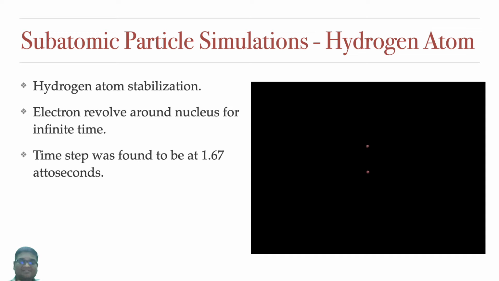So I immediately searched the literature for attoseconds, and I found attosecond studies of electron dynamics. People are already doing attosecond studies on electron dynamics, so it has valid experimental validation as well.